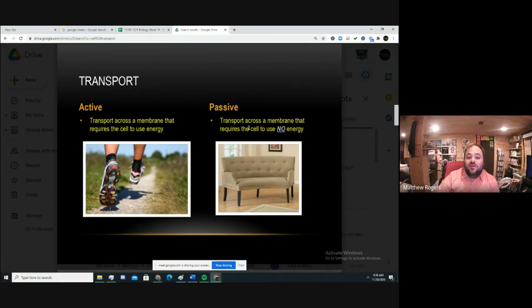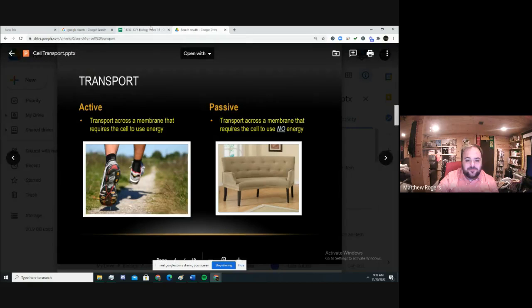Passive transport is when it requires no energy. No energy is required at all to do this. I put a picture of a couch because you're just sitting there and things are getting done. Even though you're just sitting there putting no energy in, the cell, things are moving across that membrane. And that is our focus today, to understand the difference between these 2.